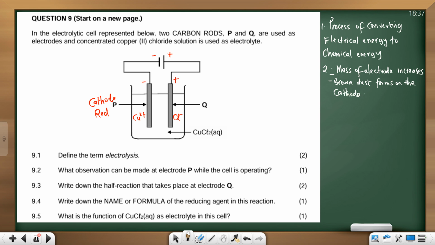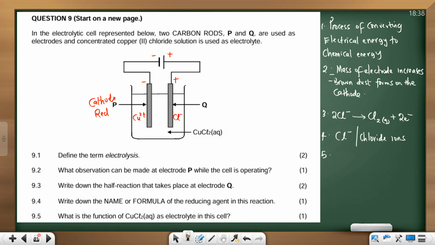Write down the half reaction that takes place at Q. What are we expecting at Q? The chloride ions are oxidized. So 2Cl minus to give us what? Cl2, which is a gas, plus 2e electrons. We're done. Name or formula of the reducing agent. We're talking about what is oxidized. And where does that happen? At the anode. Not chlorine. Chloride ions.